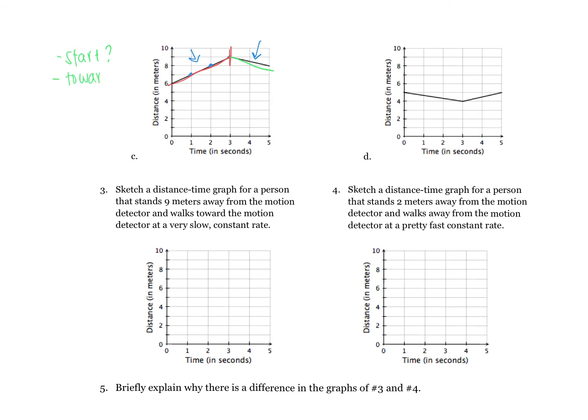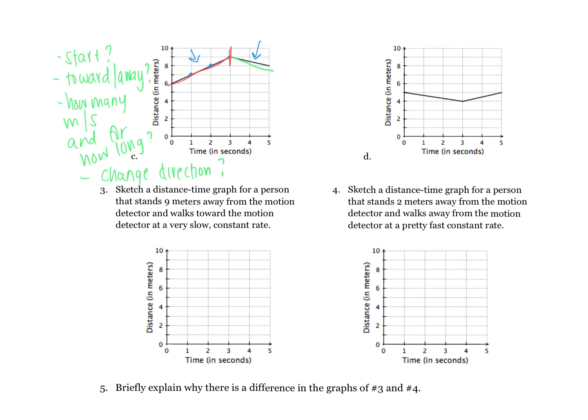Toward or away? These are the things you have to ask yourself. How many meters per second? And for how long? Okay, then maybe, did you change direction? And so on. Okay, so those are the things you need to ask yourself for C and D.